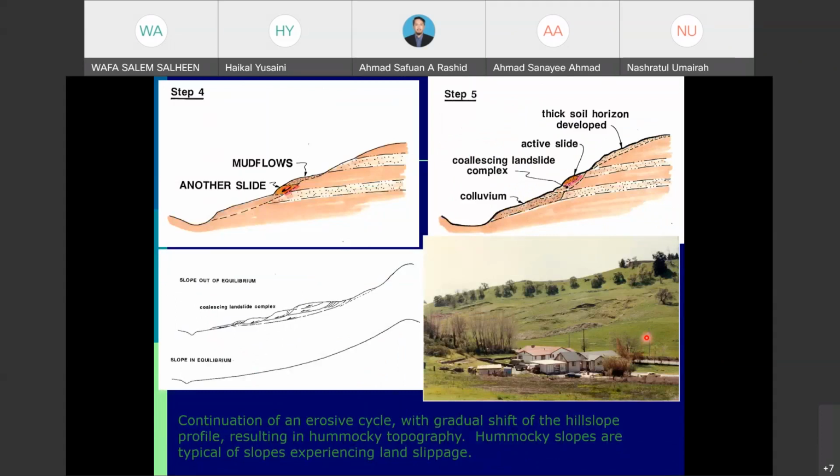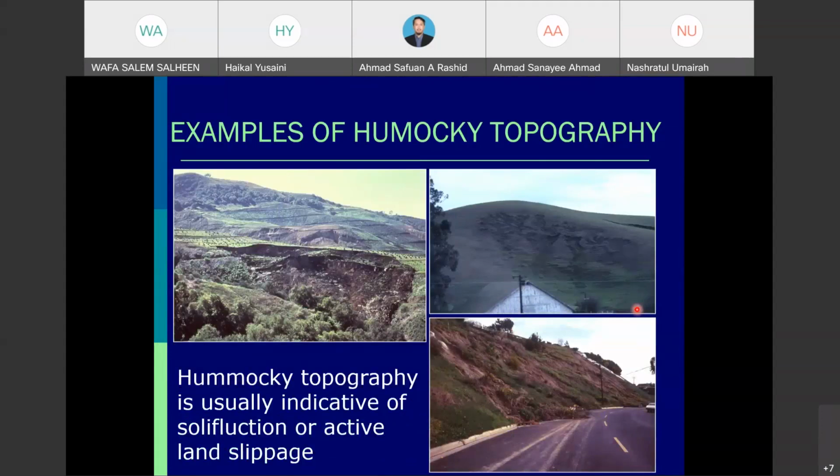So a continuation of an erosive cycle with gradual shift of the hill slope profile results in hummocky topography. Hummocks are typical of slopes experiencing land slippage. So this is the start of failure occurring on this hill slope. This is an example of hummocky topography. Hummocky topography is usually indicative of soil fluctuations or active land slippage.